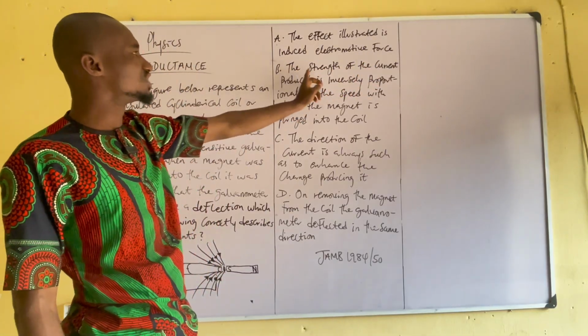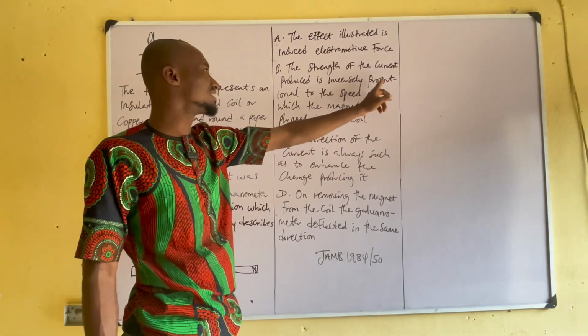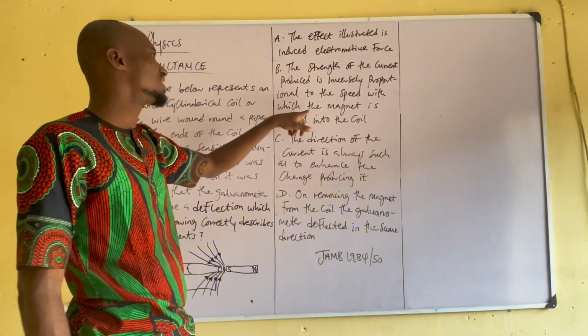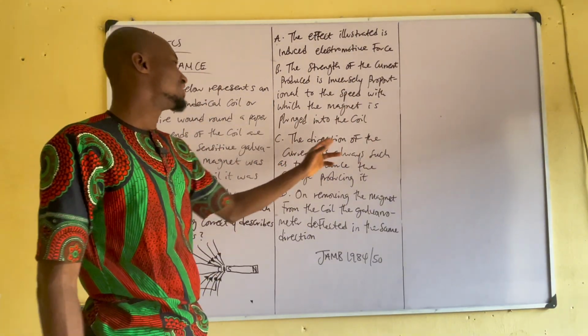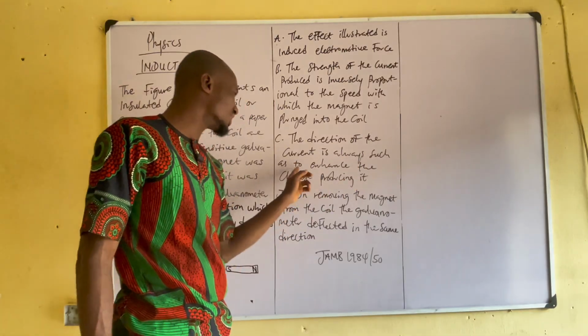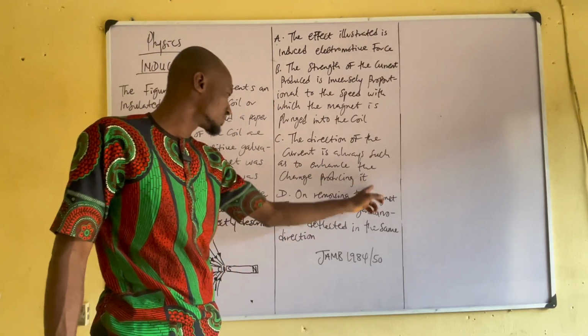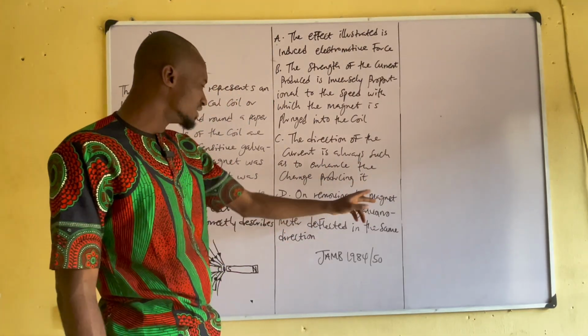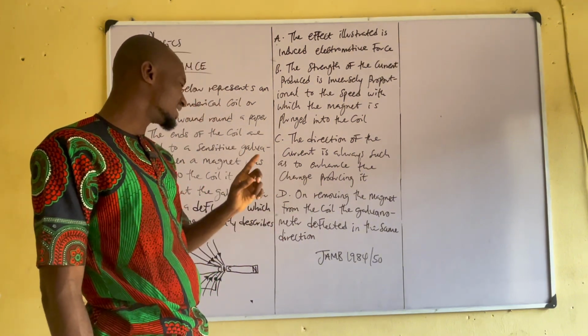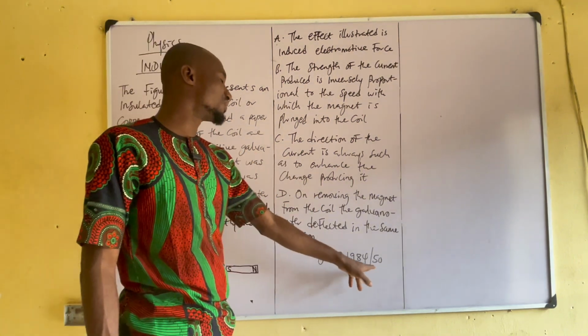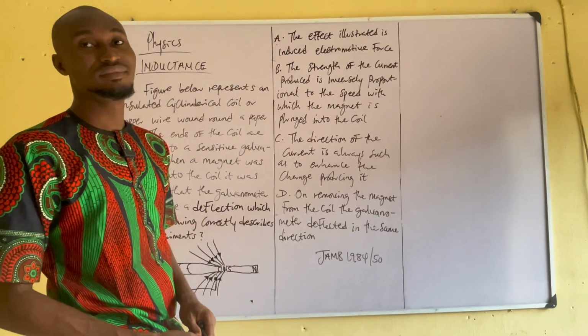Option B, the strength of the current produced is inversely proportional to the speed with which the magnet is plunged into the coil. Option C, the direction of the current is always such as to enhance the change producing it. Option D, on removing the magnet from the coil, the galvanometer deflected in the same direction. JAM 1984/50. Which one is the answer?